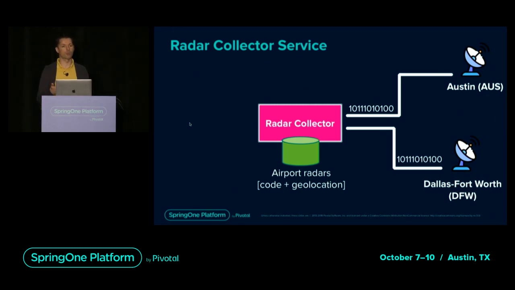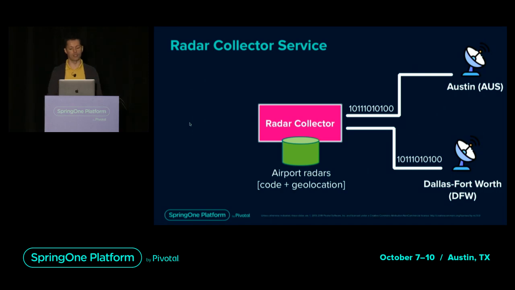This is a Spring Boot application that will collect all the data from many, many airports. It's also got a local database with a list of all the airport radars it knows about, their name, code, geolocation, and so on. For the purpose of this demo, we're not using real data, of course. We're generating that, and I'll show you that quickly.